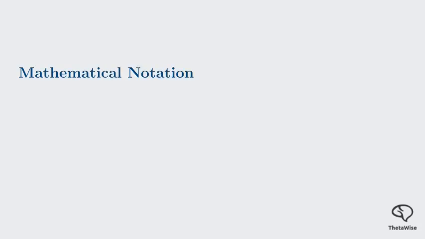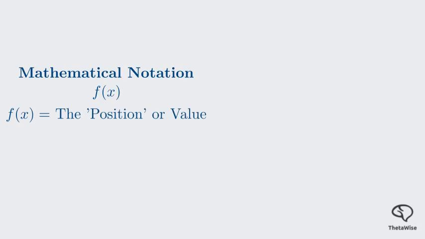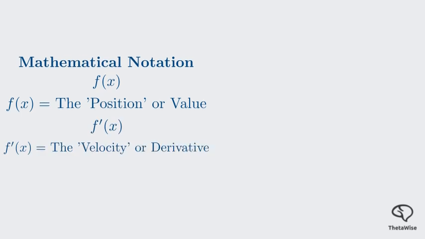Now, let's look at how we write this down in the language of math. Usually, we describe a relationship using a function, which we write as f of x. Think of this as the position or the value we are looking at. When we want to talk about the derivative, the speed of change, we put a little prime mark next to the f. We say this as f prime of x. This little tick mark is our signal. It says we aren't looking at the value anymore. We are looking at how fast the value is changing.